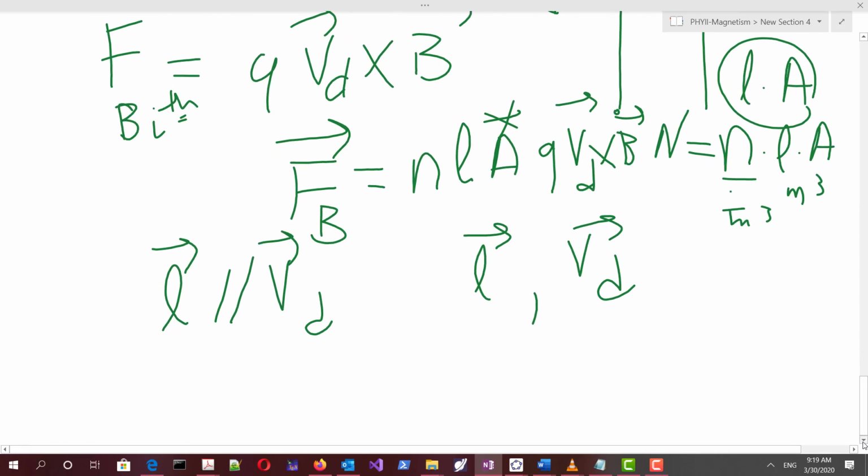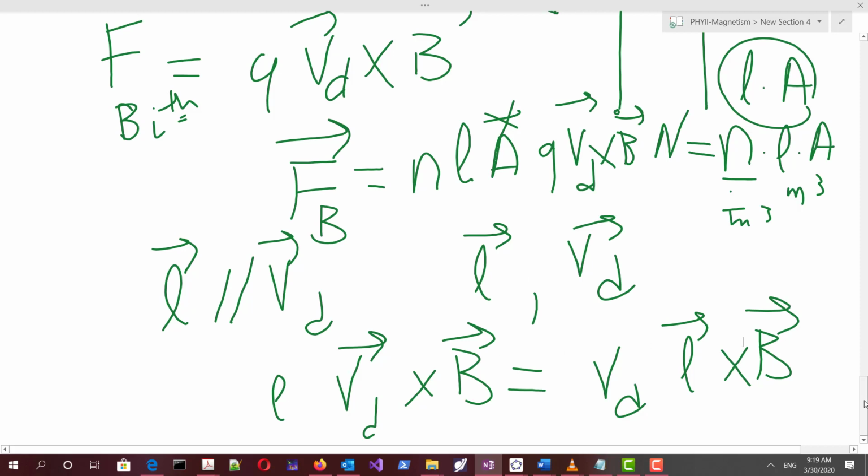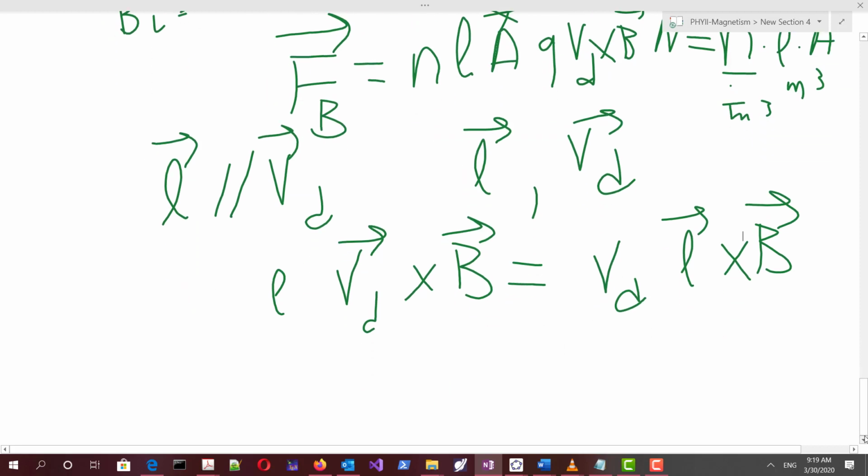in this cross product, VD crossed with B times L is actually the same thing as VD times L crossed with B, because these two vectors have the same magnitude, and because L and B form the same angle as V and B, therefore this is an identity. Okay? If you have any questions about this, or if you think that this is not clear enough, please let me know during the live discussion so that we can clarify this further. Or you can submit your question in the discussion on Canvas.